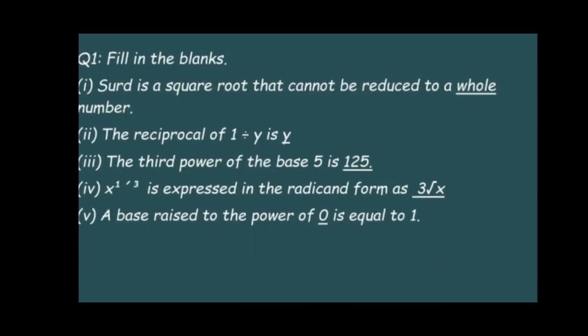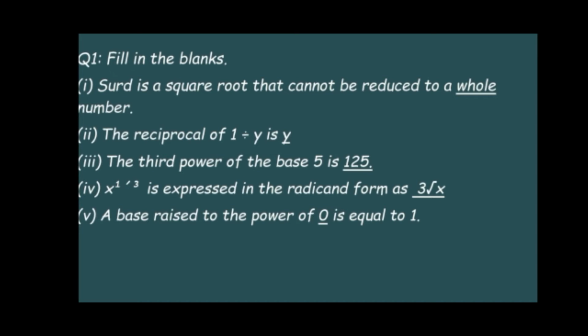Now part 1: a surd is a root that cannot be reduced to a whole number. So basically there are radicals like square root of 2, square root of 5, cube root of 7 or 5th root of 9 and so on. These are the radicals which cannot be reduced to a rational number. That is, they do not give a terminating or a non-terminating recurring decimal. These radicals are irrational and thus they are called surds. So basically surds cannot be reduced to a whole number.